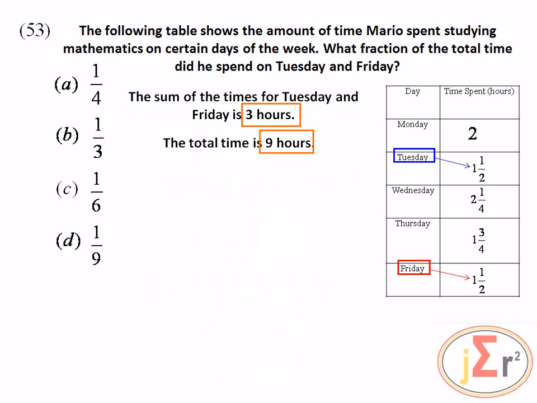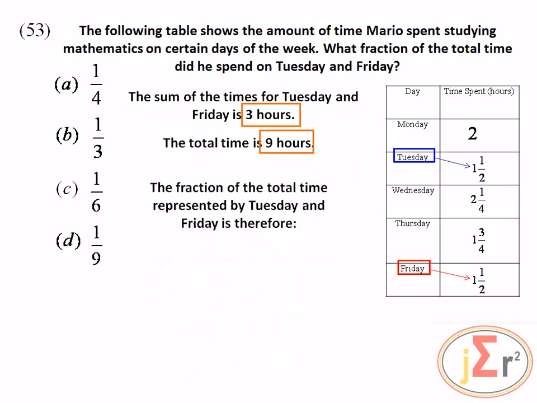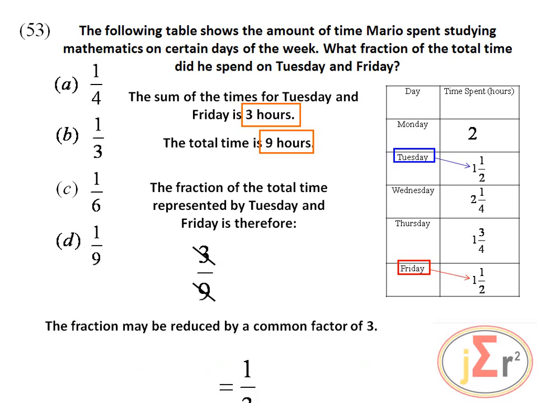So for Tuesday and Friday, the fraction of the total time will be represented by what? 3 over 9. And of course, the fraction may be reduced by a common factor of 3. Right. And we have 1/3. And the correct answer is option B.